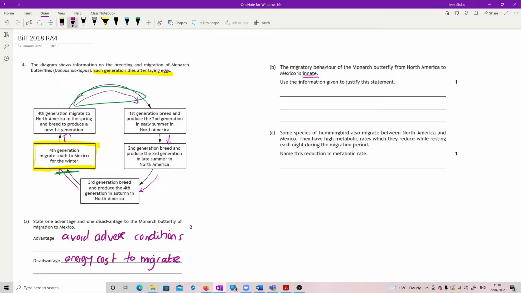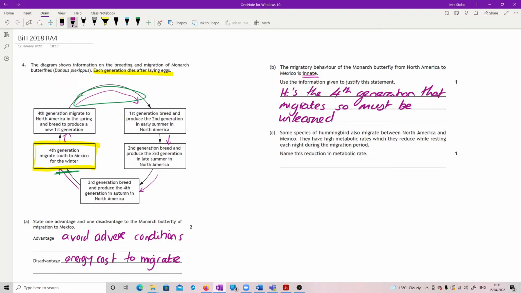So basically, the information that justifies this is it's the fourth generation that migrates. So must be unlearned. Okay. Some species of hummingbird also migrate between North America and Mexico.